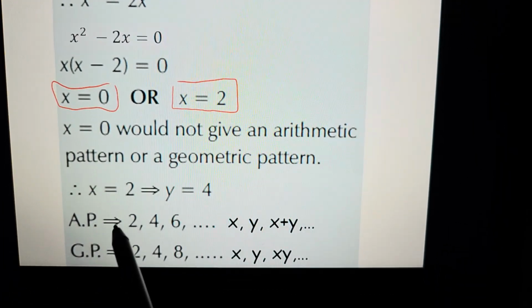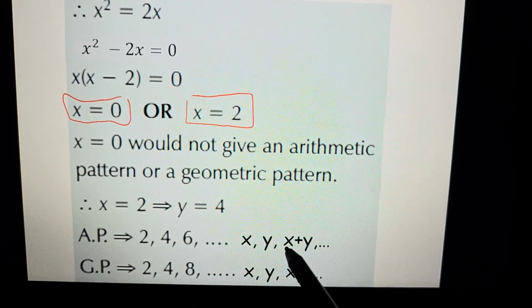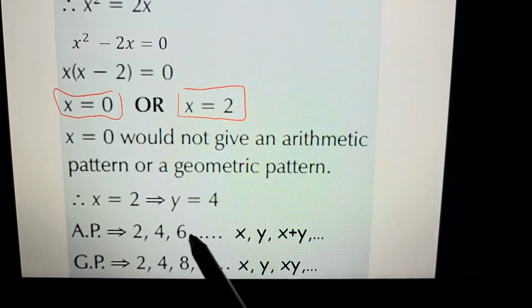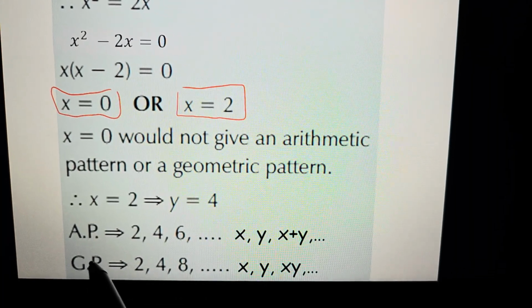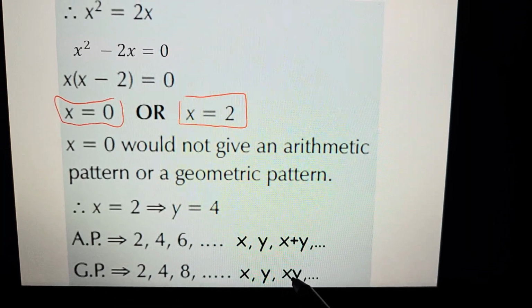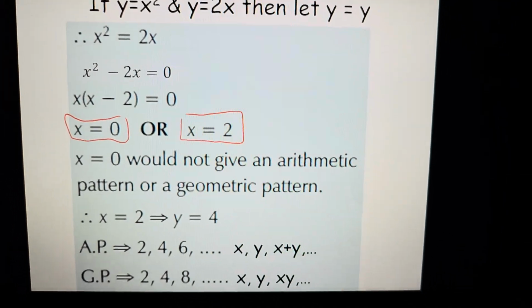Okay, I can then write out what the arithmetic sequence was. So given that it was x, y, and x plus y, it'll be 2, 4, and then 6. For the geometric progression, geometric sequence, it was x, y, and x multiplied by y, which would be 2, 4, and 8. So I now have my two sequences.